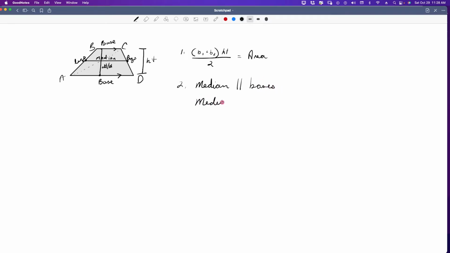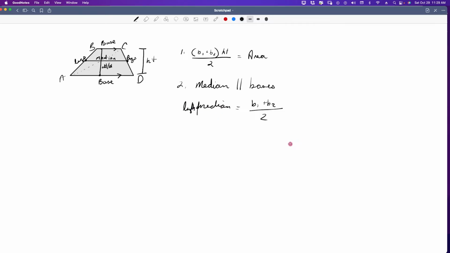And its length, the median length, is half the sum of the bases. So the median is equal to base 1 plus base 2 divided by 2. That is the length of the median. All right, so the length of the median.